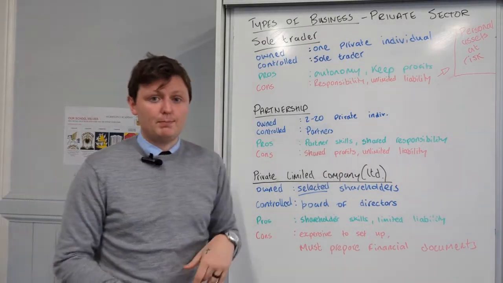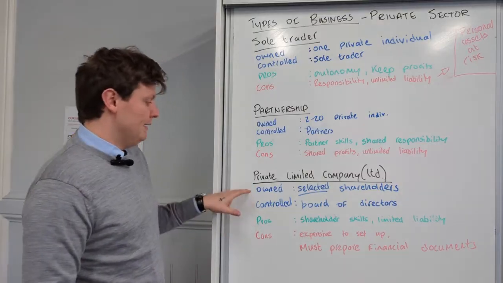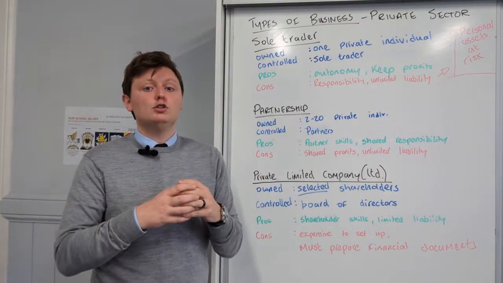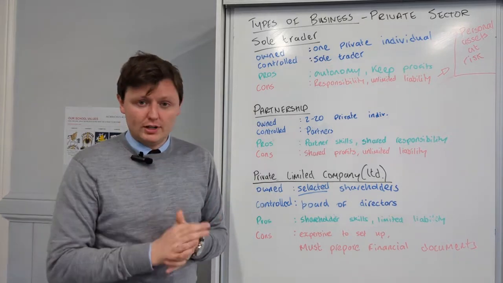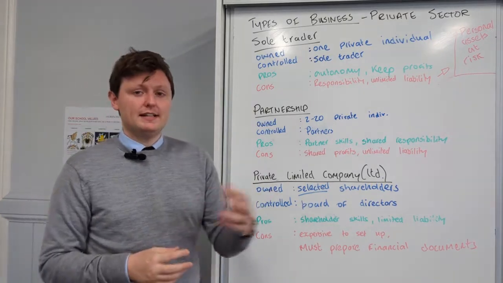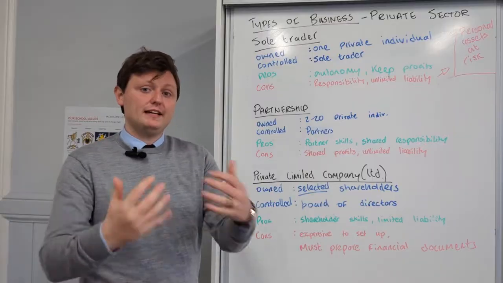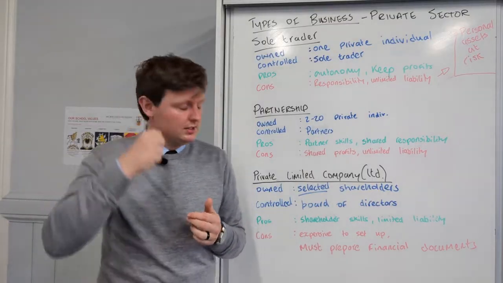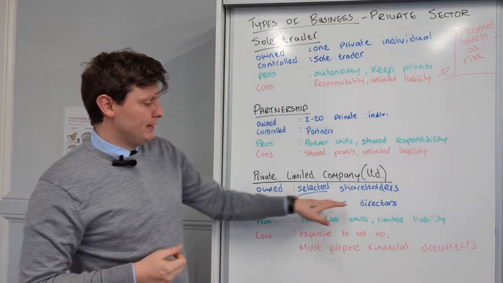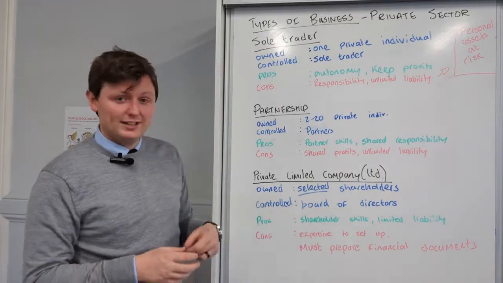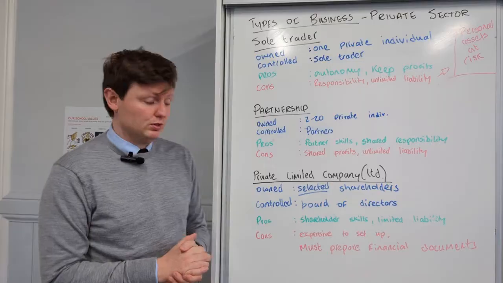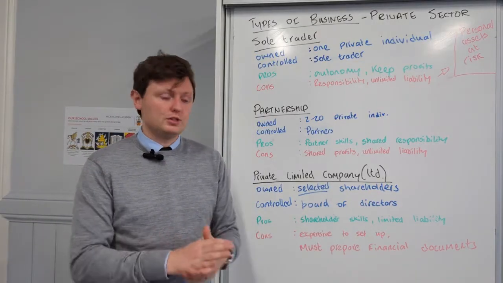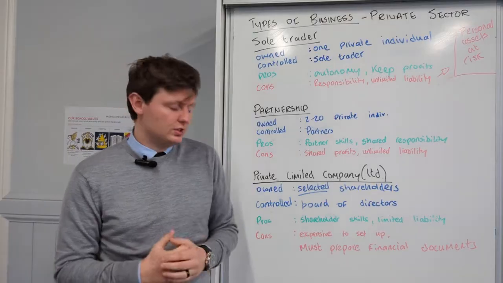The last type of business is a private limited company. Now, this is owned by shareholders, but it's really important that we say the word selected. Not anybody can go look at a stock exchange website and invest in this business. Instead, shareholders have to be invited to invest in this business. So that means that they're owned by selected shareholders. Big decisions are made by the board of directors, and this board of directors is chosen by the shareholders. So that's who makes the big controlling decisions, is the board of directors, who are chosen by the selected shareholders.